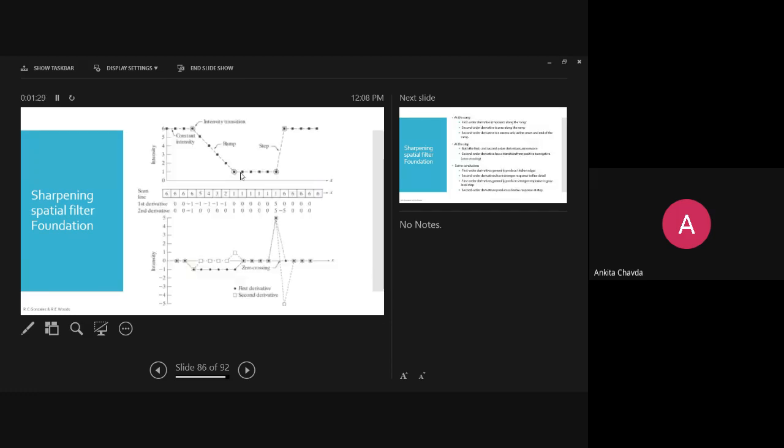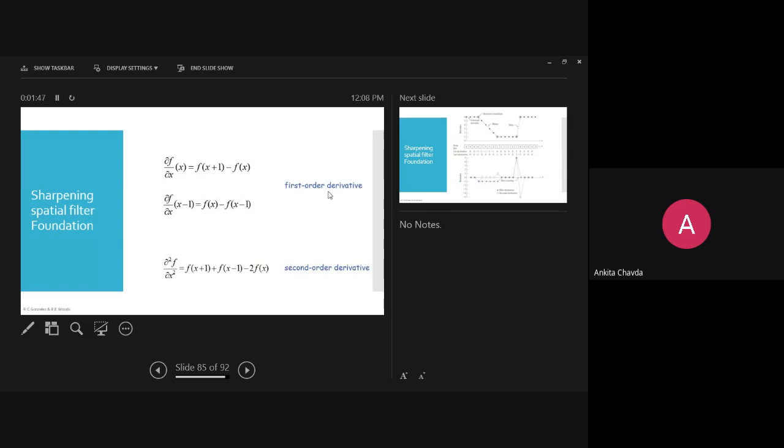You can check here. This is my f of x plus 1 and this is my f of x. So 6 minus 6 means here my first derivative is 0. Right? 6 minus 6, that is my first derivative is 0. Now again you can check the same thing, right? f of x plus 1 minus f of x only.